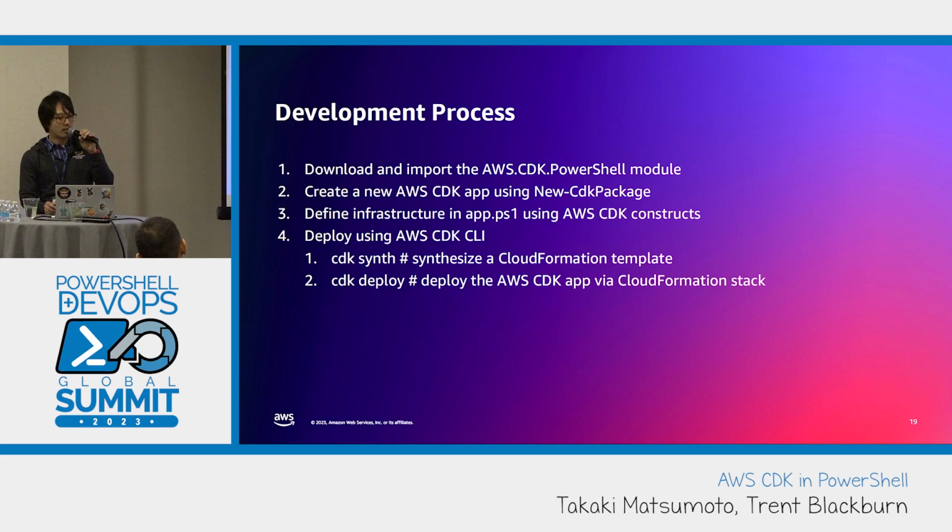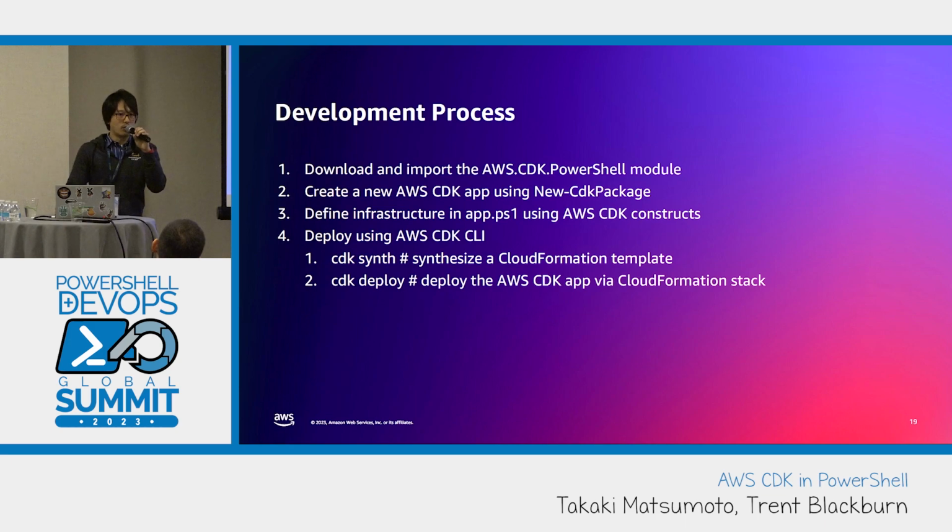All right, so how this works is pretty simple, just 4 steps here. First, you download the open source PowerShell module. And then once that's done, you create the new AWS CDK app using the new CDK package command, like I discussed just now. And then you start writing your PowerShell code in the app PS1 file that the new CDK app command creates.